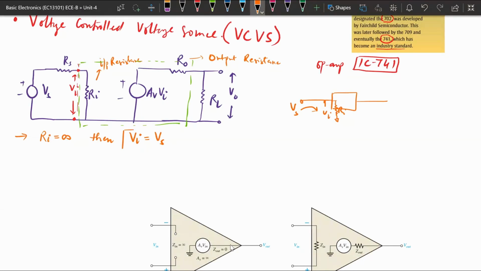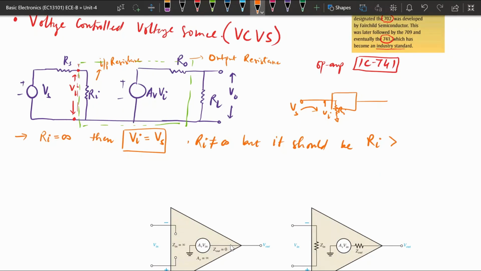This is the ideal case, but in practical cases R input is not equal to infinity, but it should be very high. We can say R input should be very high compared to Rs.